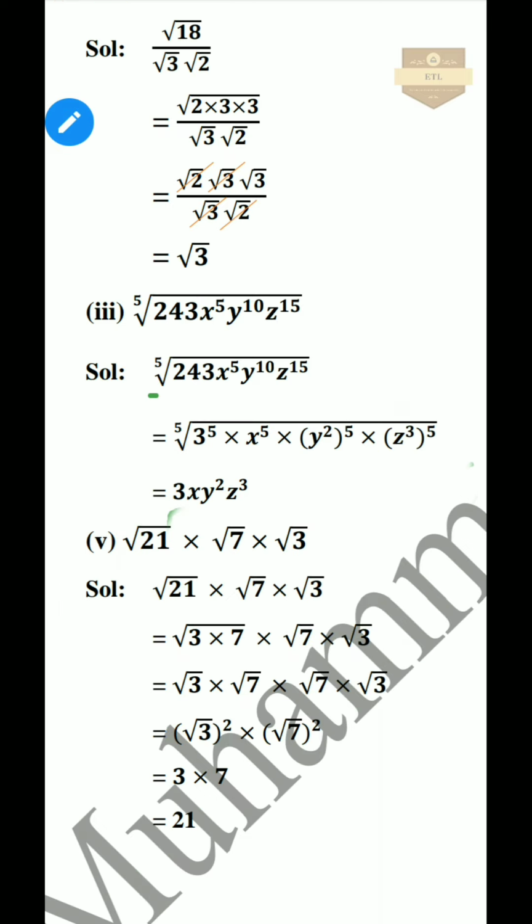answer. Next, in part number 3, we have fifth root of 243, x to the power 5, y to the power 10, z to the power 15. So we have to convert these numbers into the power of 5. So we can write 243 as 3 to the power 5, and here we have x to the power 5, and y to the power 10 can be written as y squared whole to the power 5, and z to the power 15 can be written as z cubed whole to the power 5. Now these powers will be cancelled with the fifth root, and we have 3 into x into y square into z to the power 3, which is our answer.